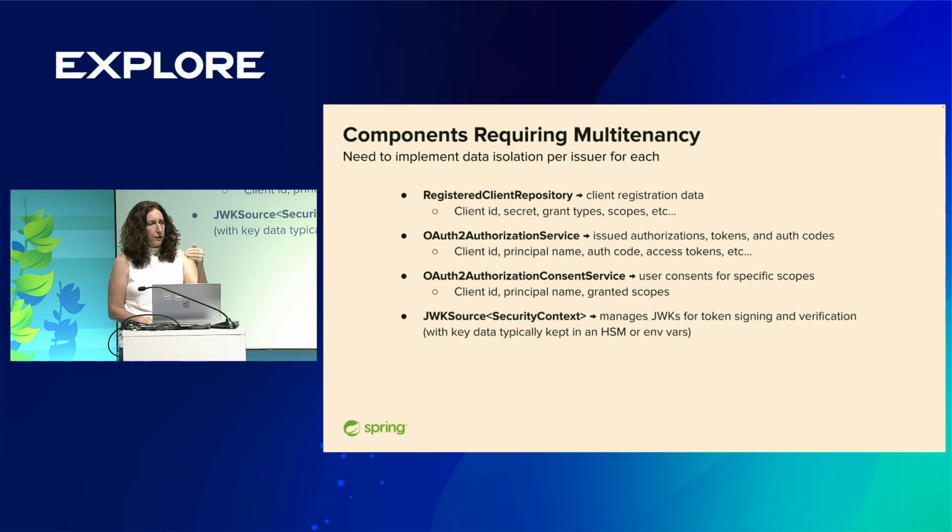So basically there are 4 classes within the auth server that will persist data: the registered clients, the authorization service, the consents, and then the key store. The key store, you will probably want to store in some kind of vault or something like that. So you don't necessarily want to store that in that same database, right? But these are the 4 things that persist data.